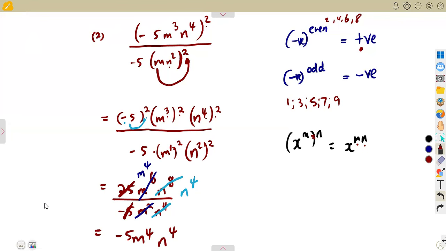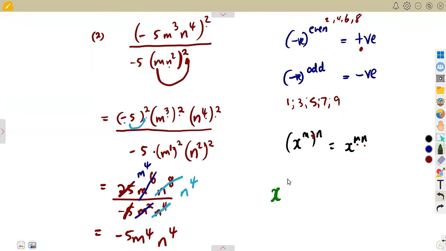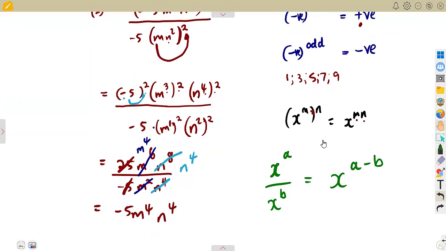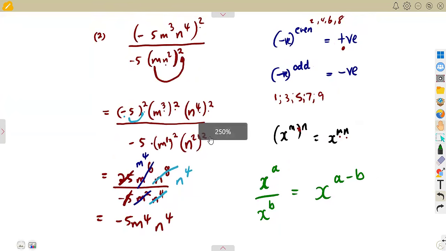So you see that even the application of your exponents can be used, the laws of exponents. Remember from our laws of exponents, x raised to the exponent of a divided by x to the exponent of b is x to the exponent of a minus b. We are dividing, we subtract. So you can also use your laws of exponents. It is the same situation, or same application.